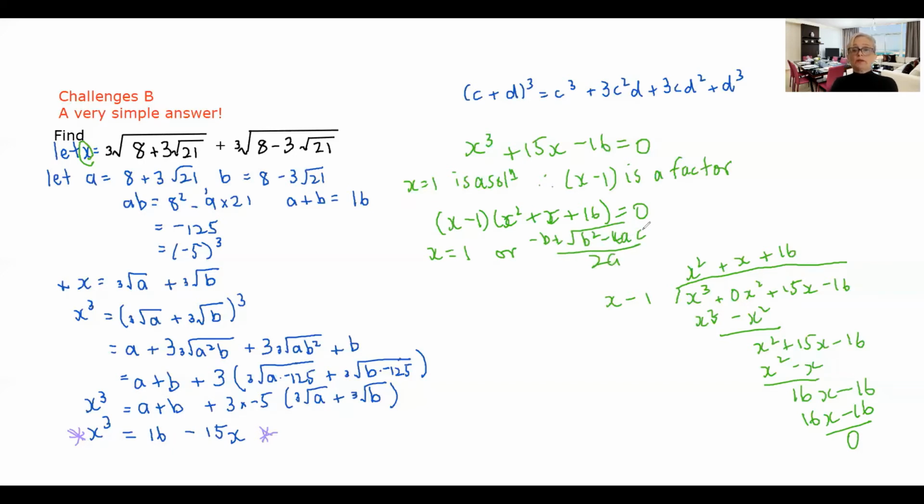What do we notice about this quadratic? The discriminant is 1 squared minus 4 times 1 times 16, which is very definitely negative. So both of those solutions are complex numbers. So the only real solution in the system of real numbers is 1. So this whole expression here equals 1. And I reckon that's pretty cool.